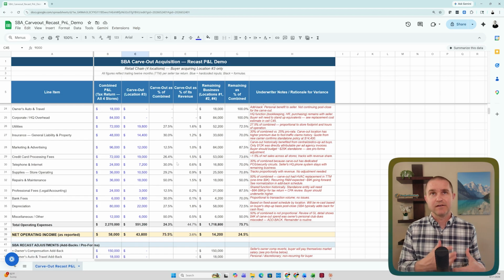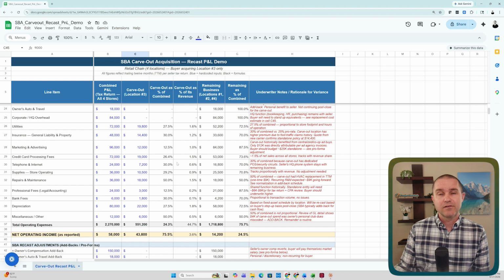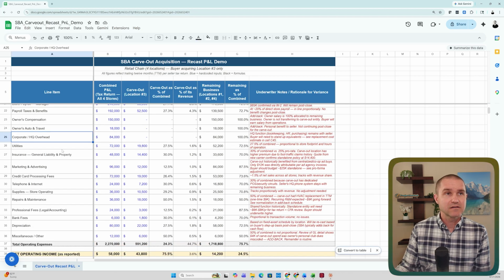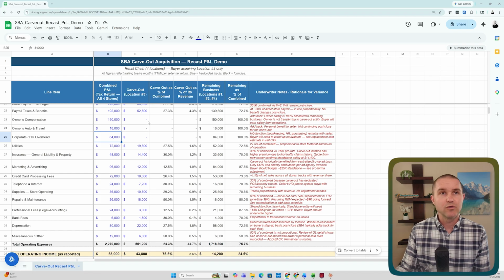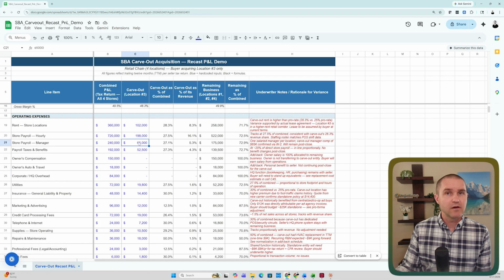These are the types of things that you're going to need to do and document, show to a lender. And the more detail you can provide, the better. There's going to be situations like this: corporate headquarter overhead, owner's auto and travel, owner's compensation, right? So these are all expenses that are just going to completely go away, right? The new Carve-out is not going to be paying the former owner anything. They're not going to be paying for their vehicle. They're not going to be paying for corporate overhead because the new owner is going to take care of that, right?